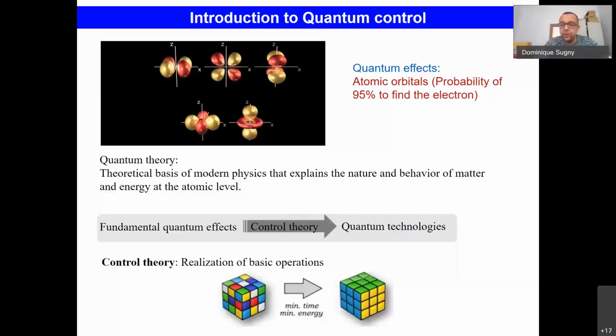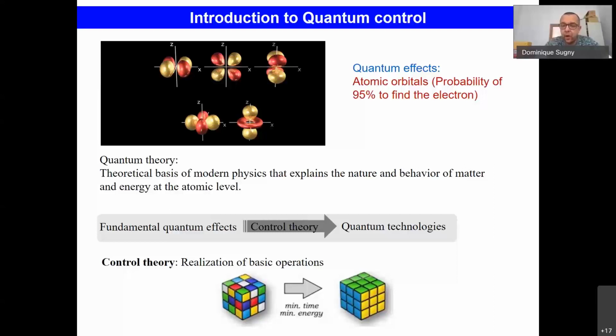And one very efficient tool to realize such technologies or such tasks is control theory. So that's why control theory will be, in my opinion, one of the basic tools to transform such quantum effects into quantum technologies in the near future. And I give you here, with this picture, a short example of a realization of a basic operation.